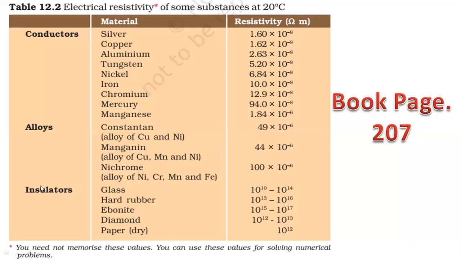Insulators, these are bad conductors of electricity, like glass, ebonite, diamond. Electricity doesn't pass through them. And alloys, they are in between, almost like conductors, but because alloys are generally made up of conductors, you already know from your 9th and 8th grade that alloys are generally made up of metals. So alloys would behave like metals, but as you know, alloys are made by mixing. They are basically mixtures. So if you are making alloys by mixture, they are basically impure.